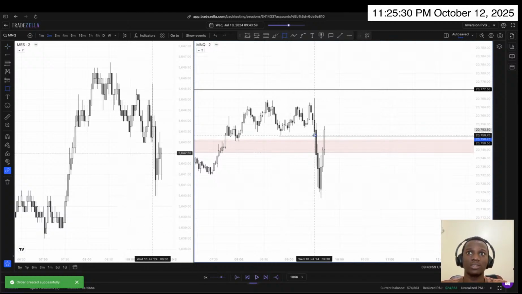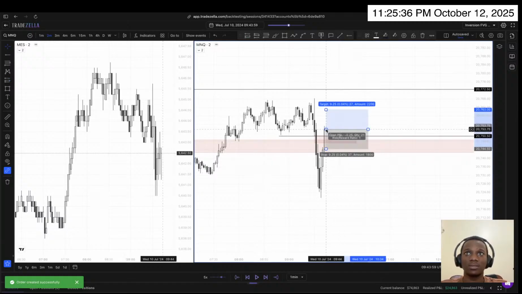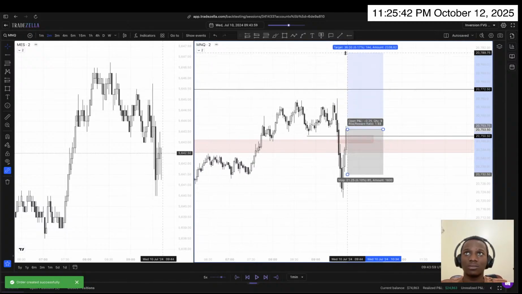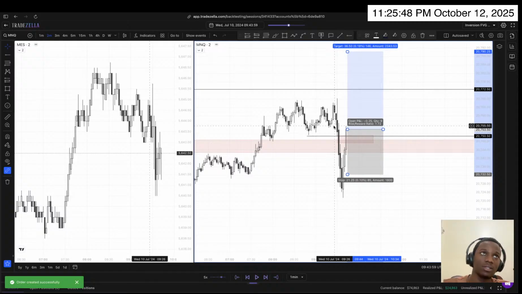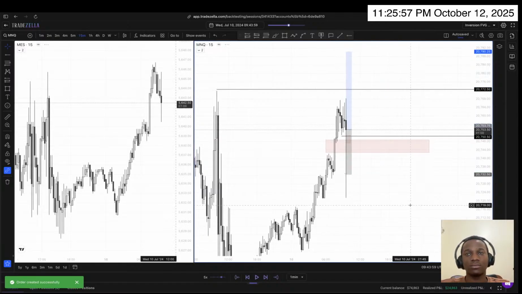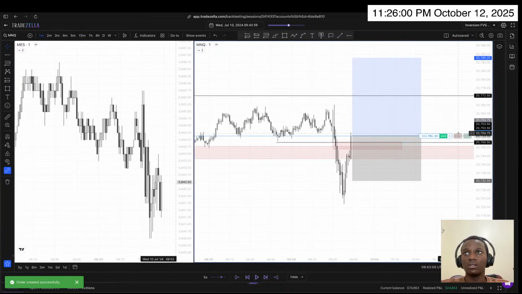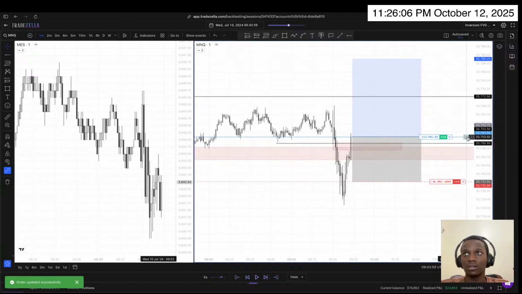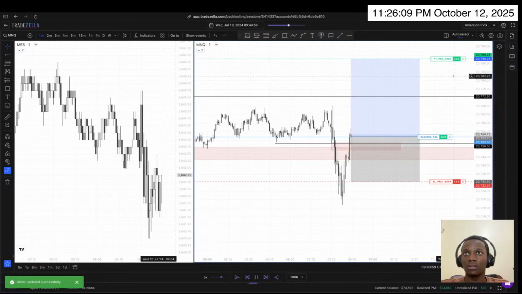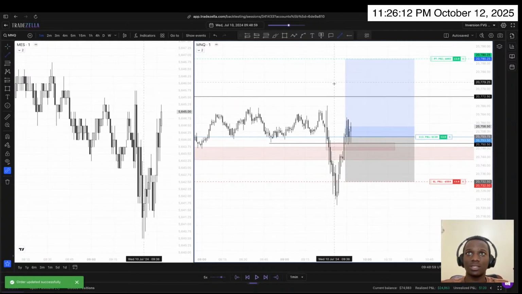Inversion has been put in here. Stop loss will be somewhere around here, something like this. 21 handles and take it around 1.7, and that's for 500 over 42. That's another 11.9, that's 12. Break even once we reach this high here.